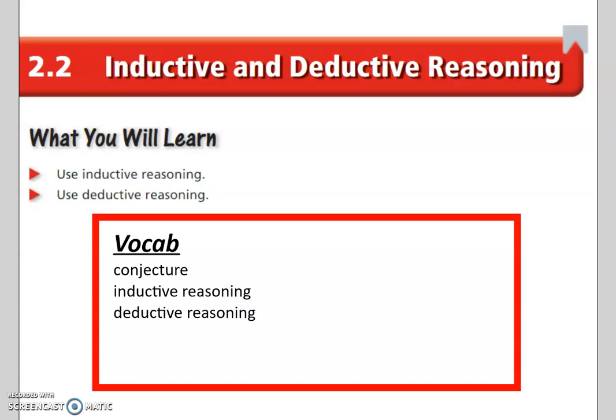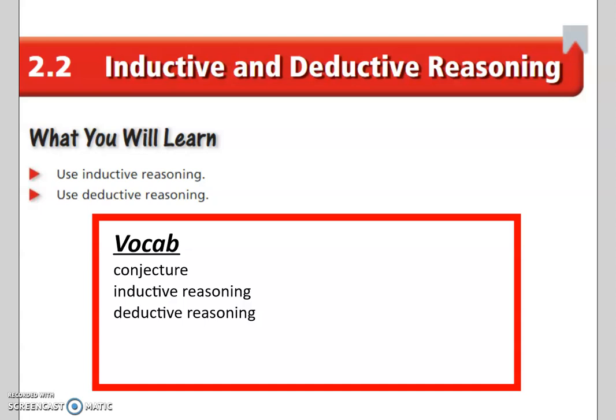Hello everyone! So here is our next section in chapter 2, and this section is 2.2 inductive and deductive reasoning. And that's all this section is about, those two terms. So that's what we're going to be learning. And then we have just 3 vocabulary words. So get your notebooks ready, get your flashcards ready. We have a little short section to go through in this video.